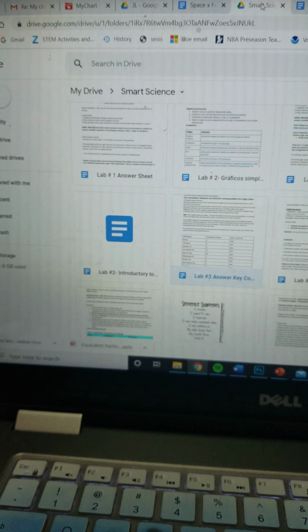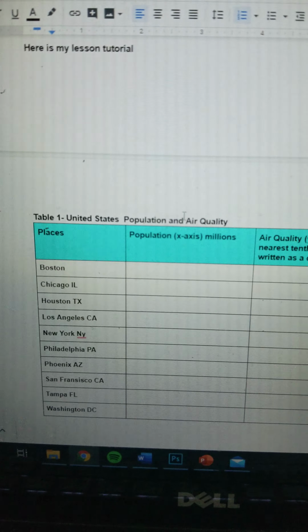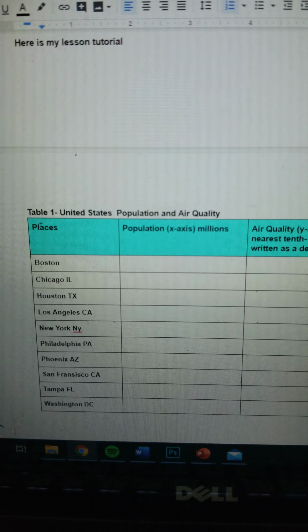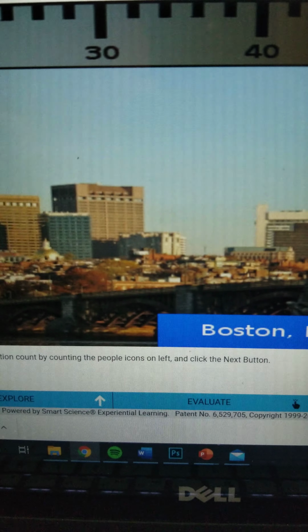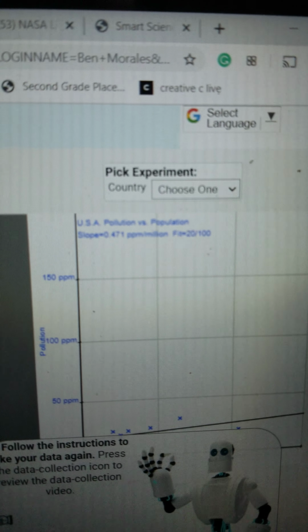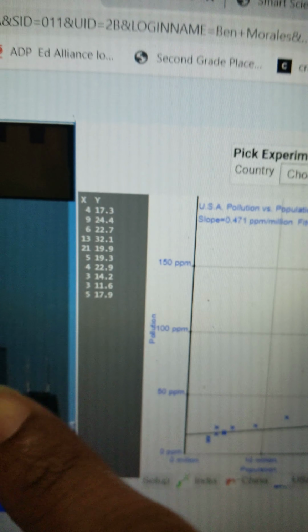If you look at your Lab 3A and your data table number 1, this is the US. It was 10 places, and I actually put the 10 places for you. So what you need to do is look over here, and you're going to write here on this gray area.